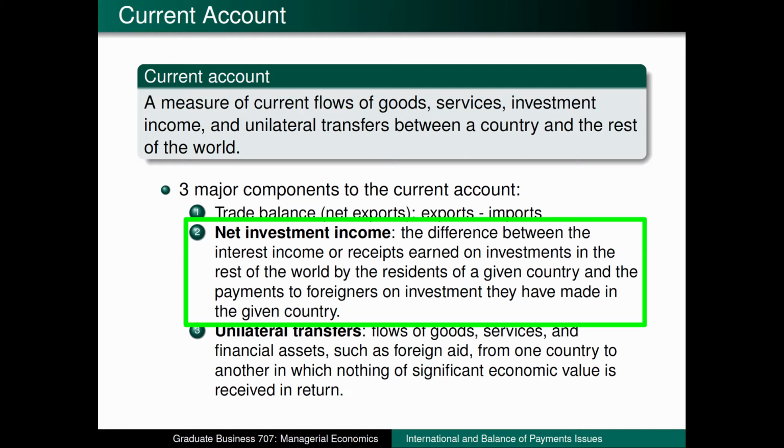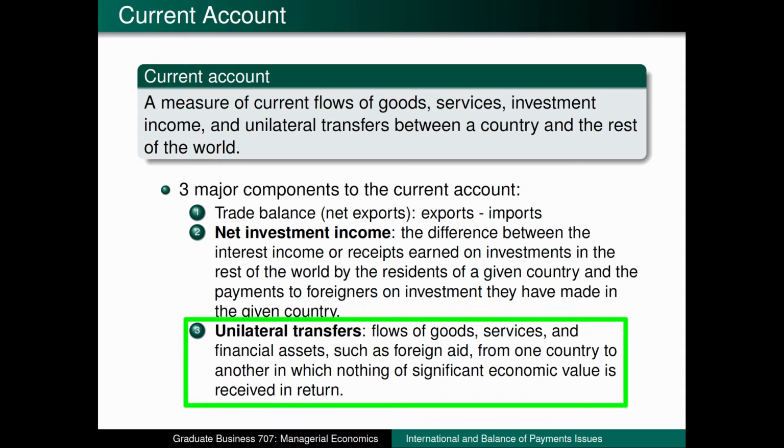So the idea is that you could have US citizens having money stashed in foreign bank accounts such that they could be earning interest on their deposits in foreign banks. Similarly, someone from the UK could have bank accounts in the US and earn interest on the money that they have stashed in American banks. The difference between the interest earned by Americans in their bank accounts abroad and the interest earned by foreigners from American banks is called net investment income.